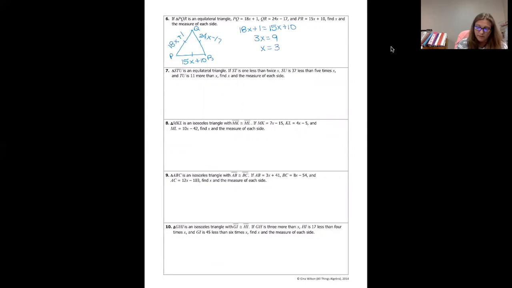Plugging 3 in, I'm going to do it at the bottom. 15 times 3 is 45. 45 plus 10 is 55. They all have a measure of 55.